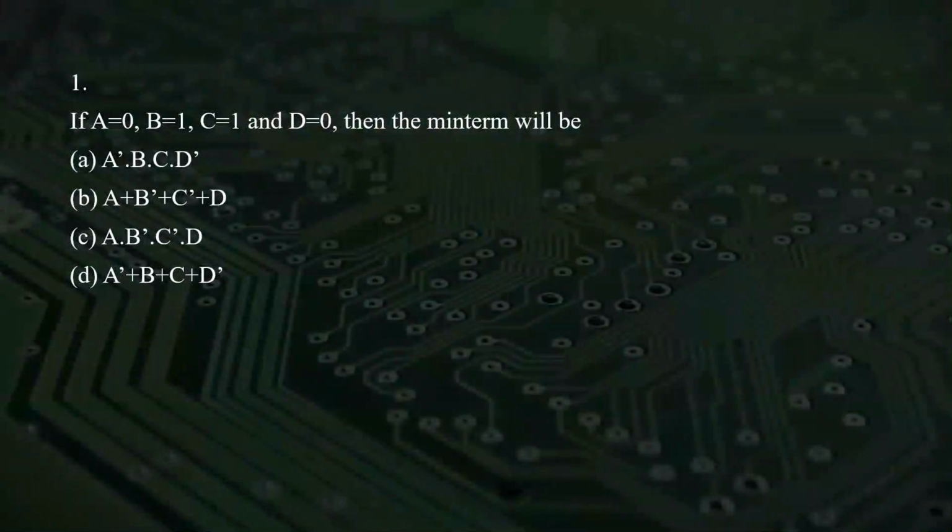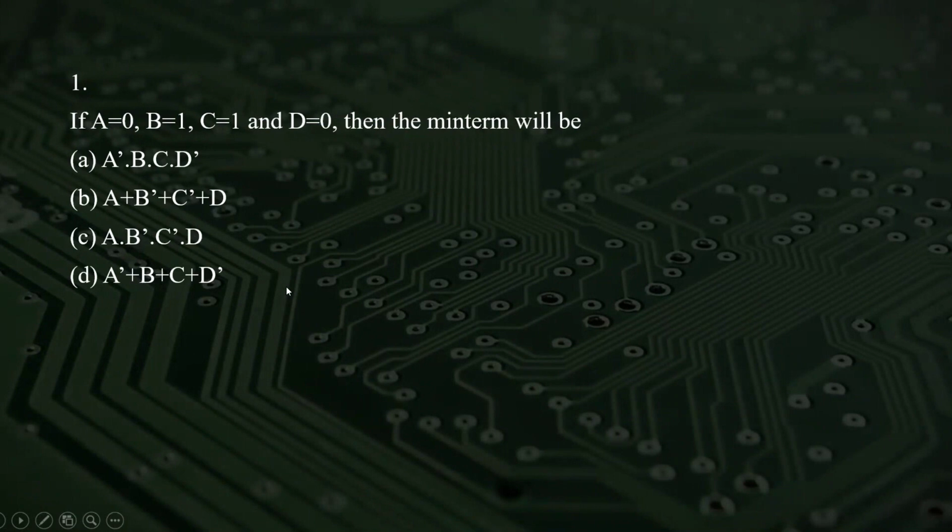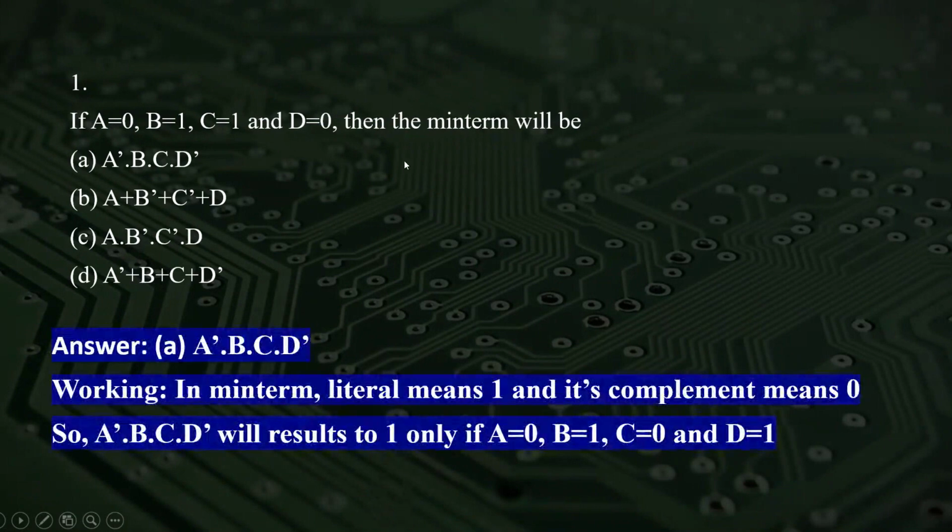First question. If A equals 0, B equals 1, C equals 1 and D equals 0, then the min term will be: option A, A bar dot B dot C dot D bar. Option B, A plus B bar plus C bar plus D. Option C, A dot B bar dot C bar dot D. Option D, A bar plus B plus C plus D bar. Let's see the answer. Option A.